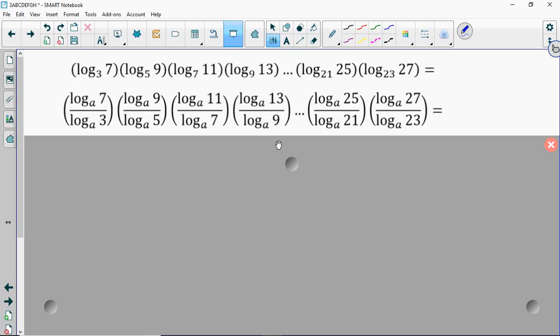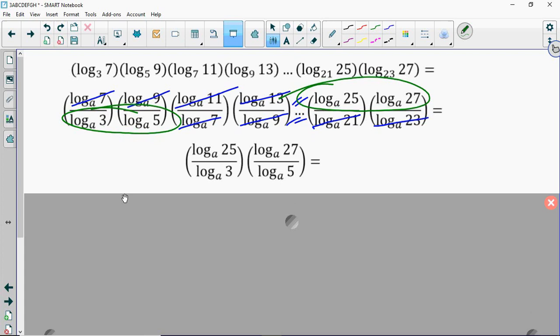Because now, take a look. We've got a log base A of 7 here and here. And a log base A of 9 and 9. And this 11 is going to cancel out with one of the ones over here. And this 13 is going to cancel out with one of those over here. And this log base A of 21 is going to cancel out with one of the ones that was over here. And this log base A of 23 is going to cancel out with one of the ones that was over here. And what are we left with? These two didn't get canceled out with anything. And neither did those.